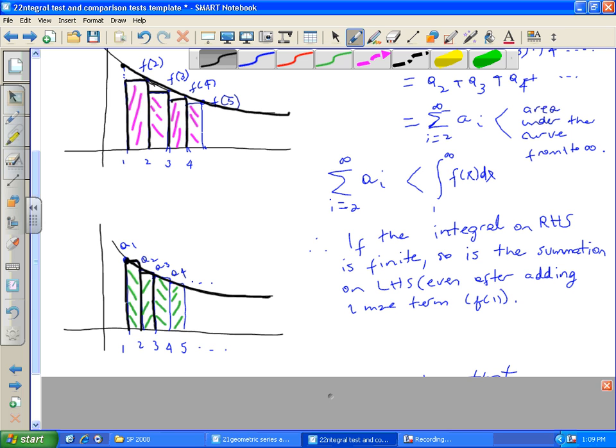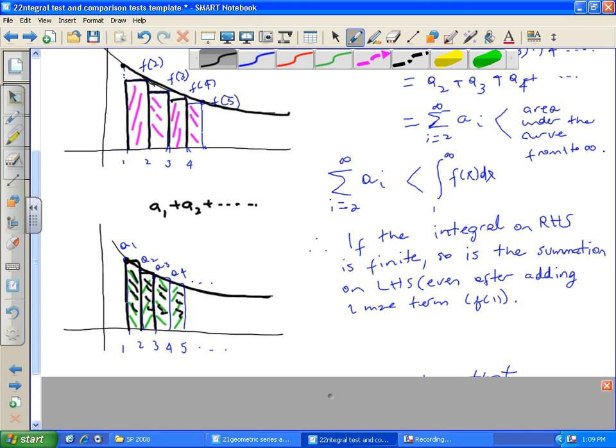The infinite sum, a sub 1 plus a sub 2, etc., will be the sum of all these rectangles' areas. So in this case, if the integral is infinite, then the rectangles go a little bit above the curve, so they're even a little bit bigger. In that case, the sum of the infinite series will be infinite as well.